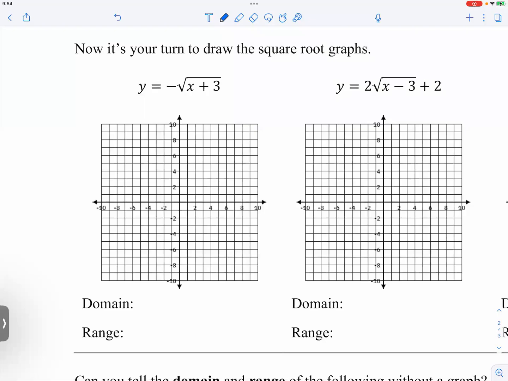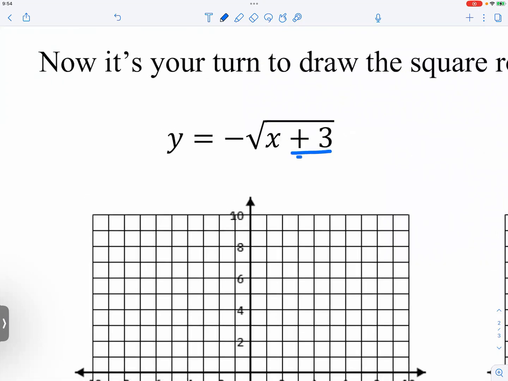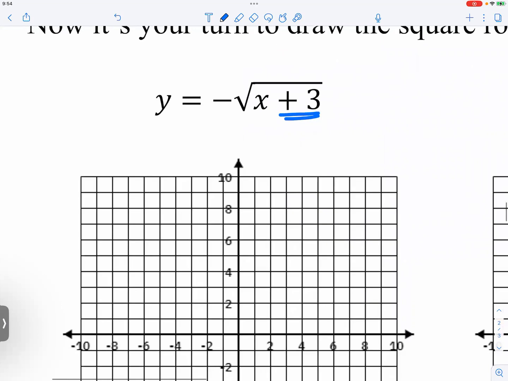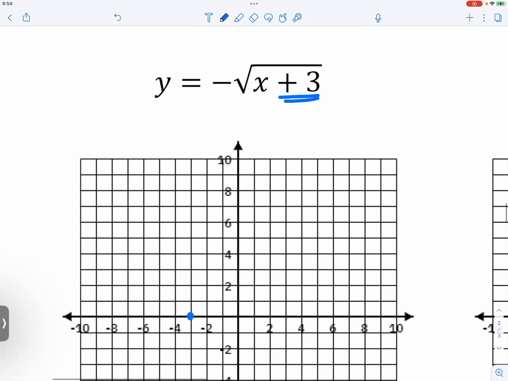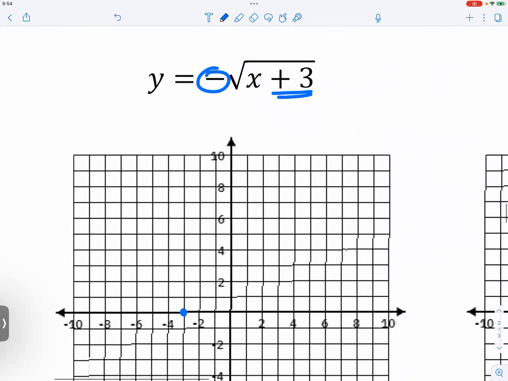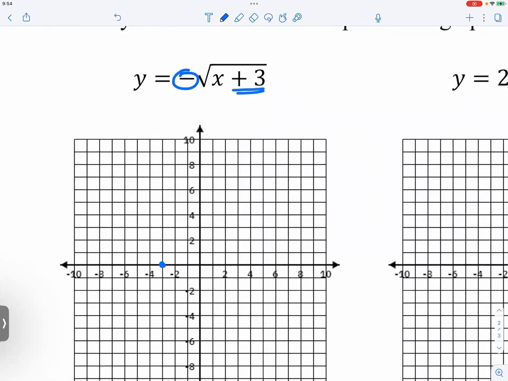So let's take a look at the first graph right here. Now, if you're able to tell the transformations, you can tell that the +3 means shifting to the left 3 units. And this negative in the front, that's the A value being negative, meaning that it's reflecting over the x-axis. So now the graph is going to go down. And it's going to be like this.